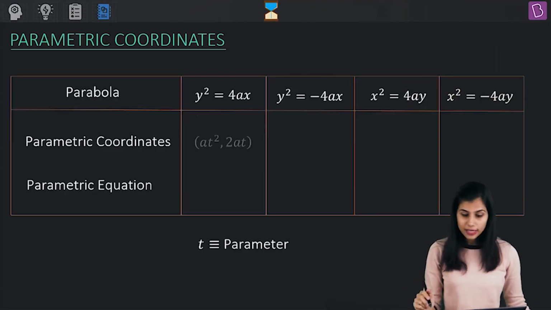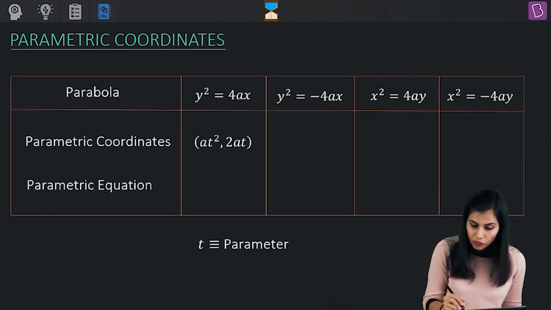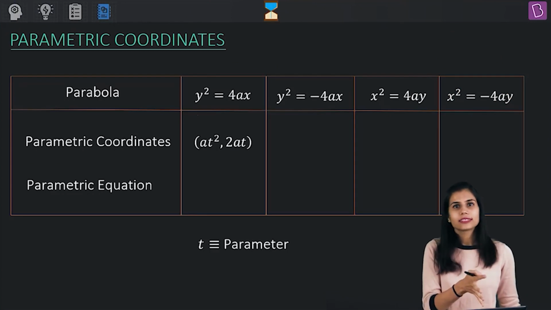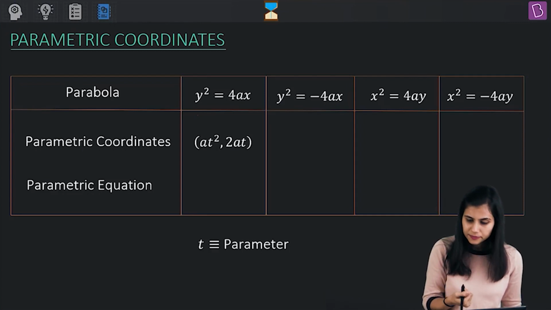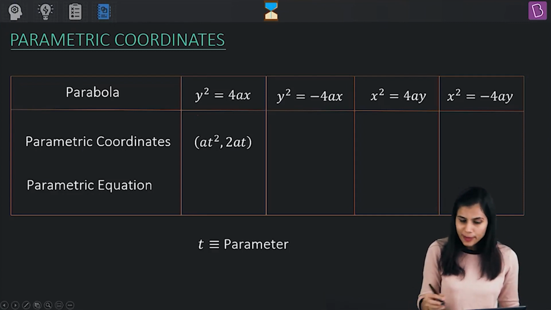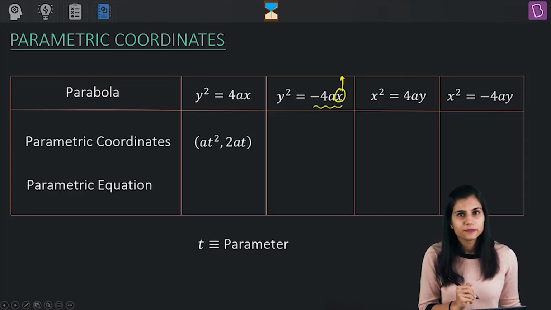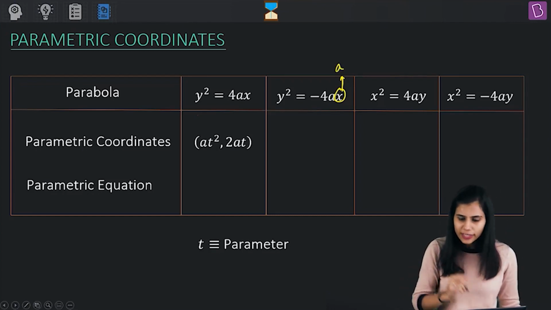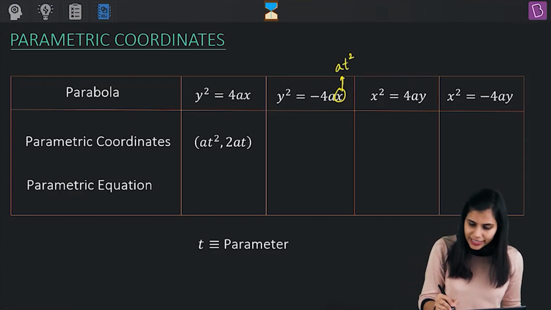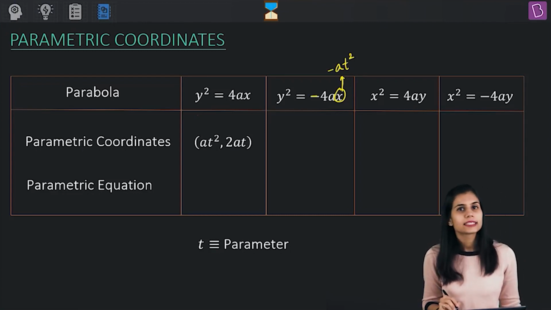Now that you've got the drill, what do you think should be the parametric coordinates of the point sitting on the leftward standard parabola, the leftward opening y² = -4ax? This time I am going to take x to be such that -4ax comes out to be a perfect square. So first of all, x should have one a, so that a into a gives me a². It should also have a parameter. I'll write it as t². Further, to take care of this minus sign, I will adjoin a minus sign here as well.